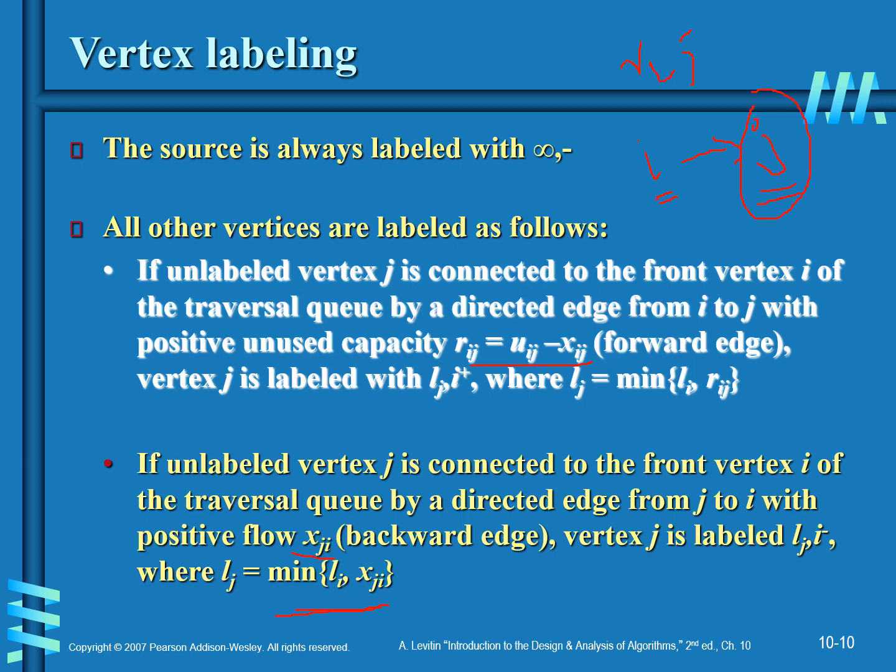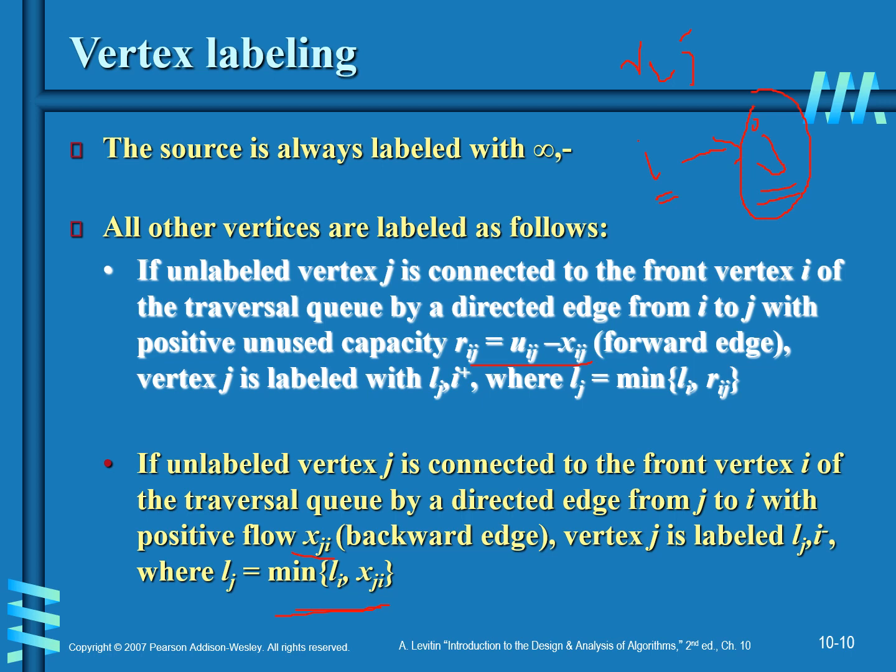Once again, I'll repeat. Each and every vertex will have two parts of the label. The first part indicates how much flow can be added onto that path. The second part indicates from which vertex the flow is considered. If it is a forward edge, you label with plus. If it is a backward edge, you label with minus.